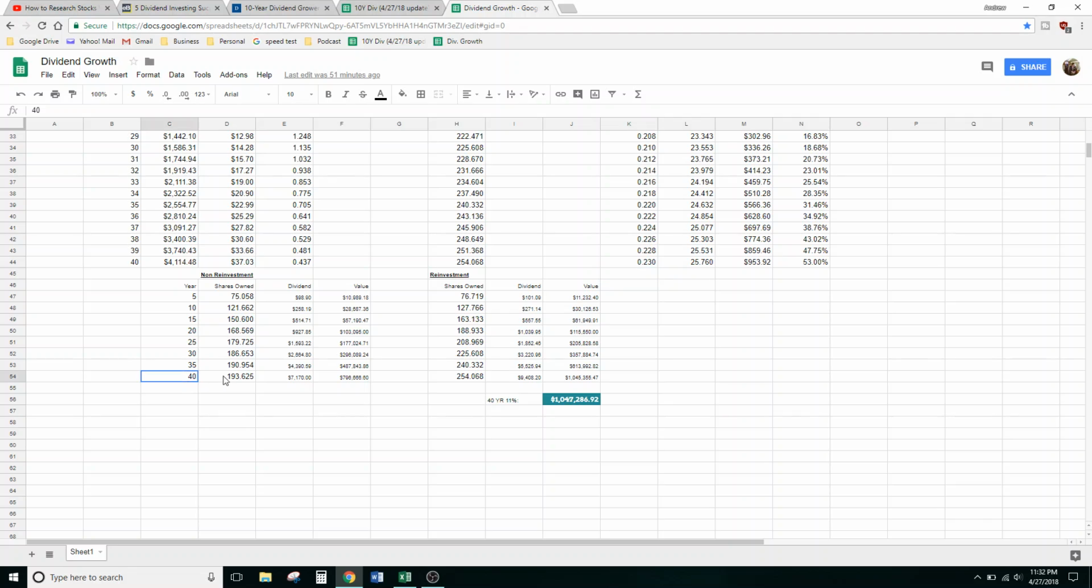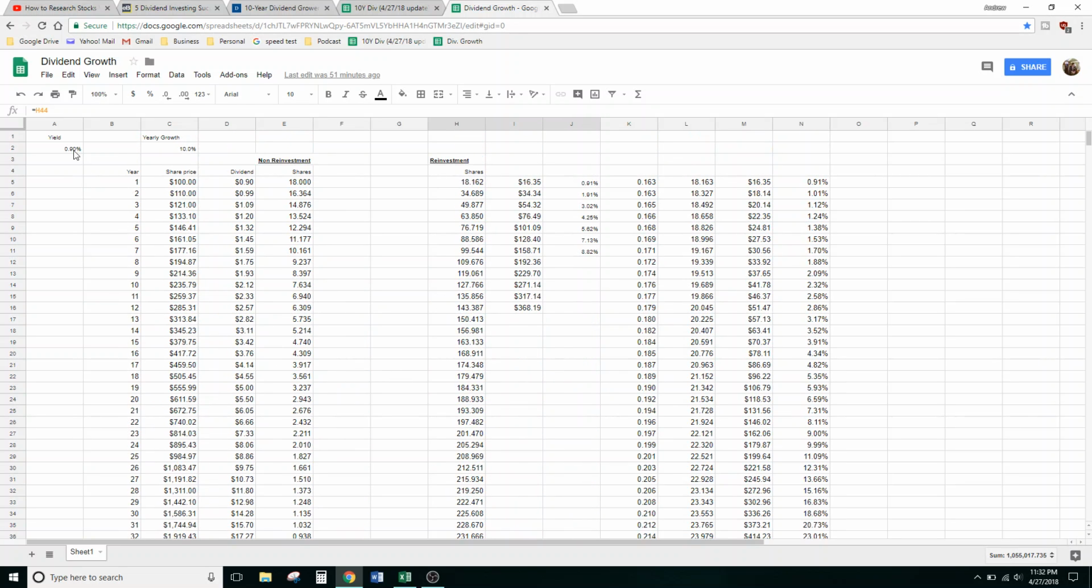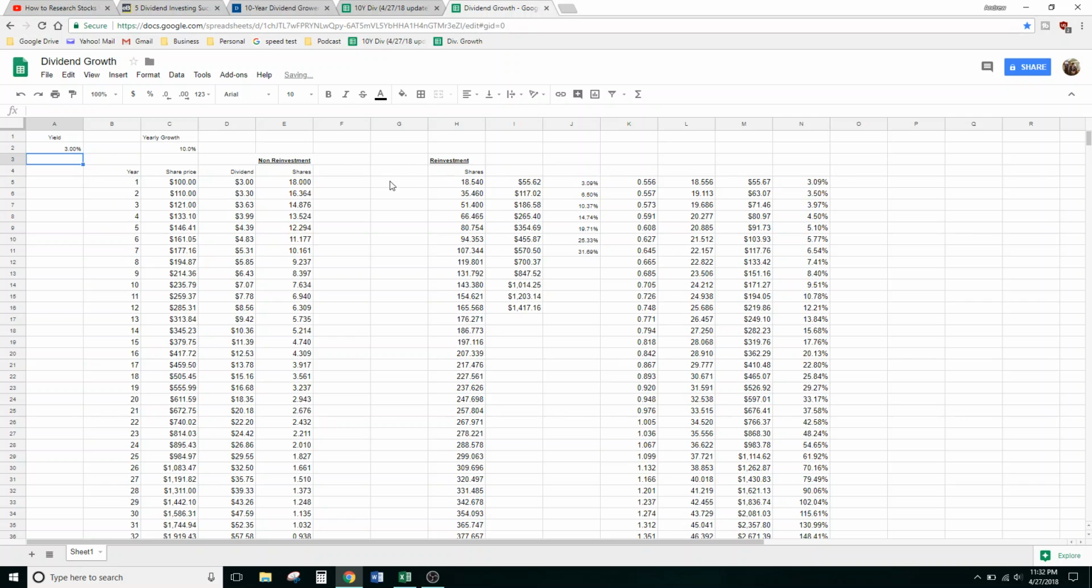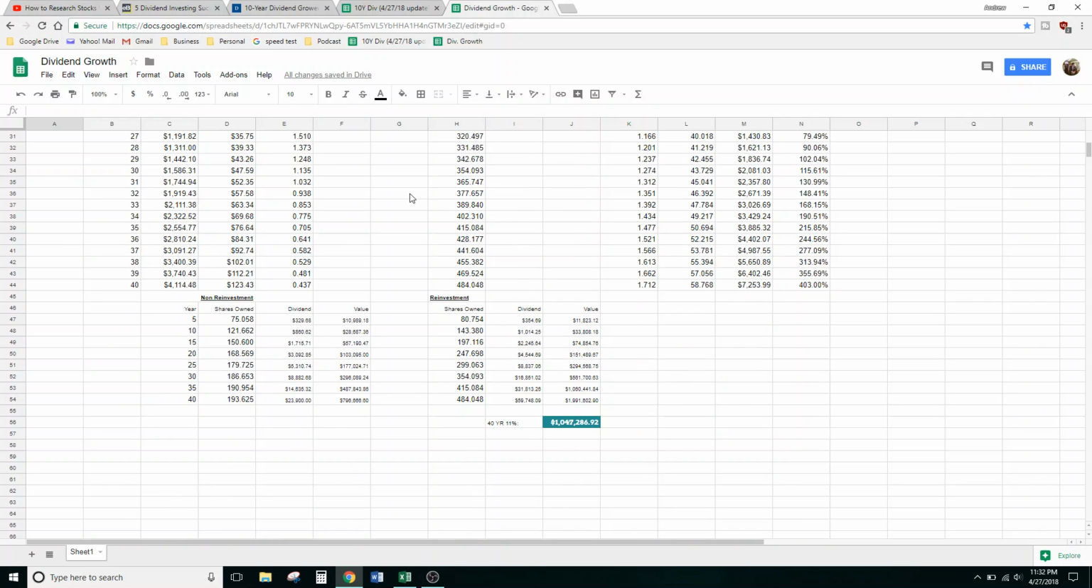By the end of 40 years, without reinvestment, you still get nice compounding because the stock's continuing to grow 10% a year for a long time. You're almost at 800K. But with reinvestment, you're at $1 million. That doesn't sound like a lot, but this is for a 0.9 yield. That's kind of small. Let's do a 3% yield, which is more near the average. Not average, but one that's kind of targeted.